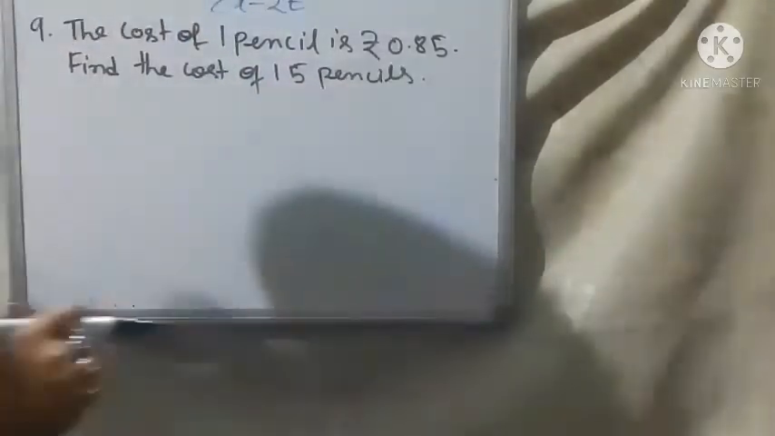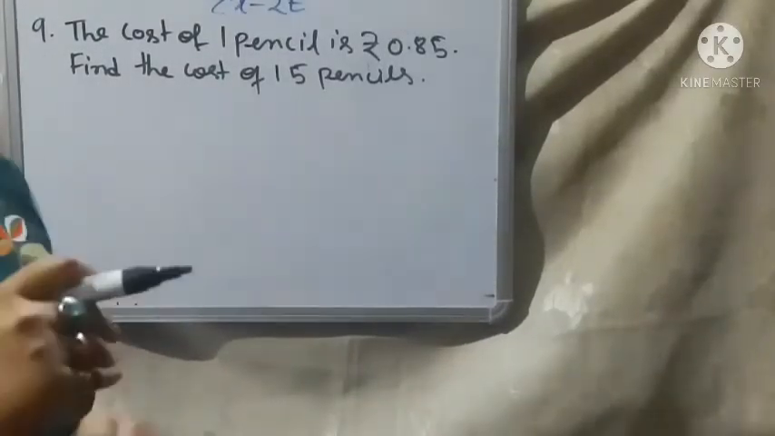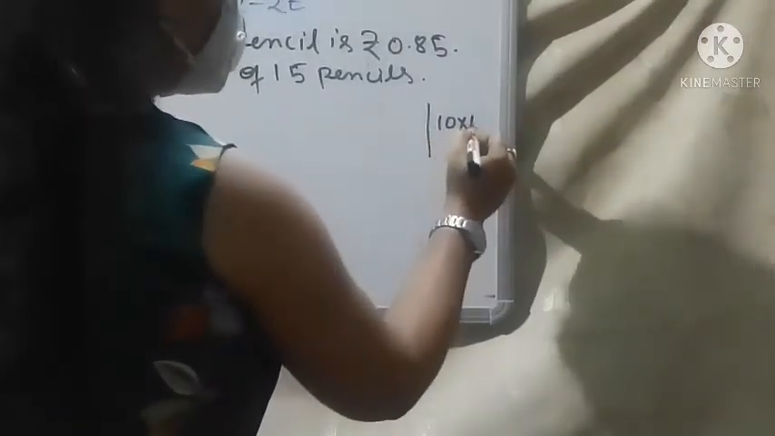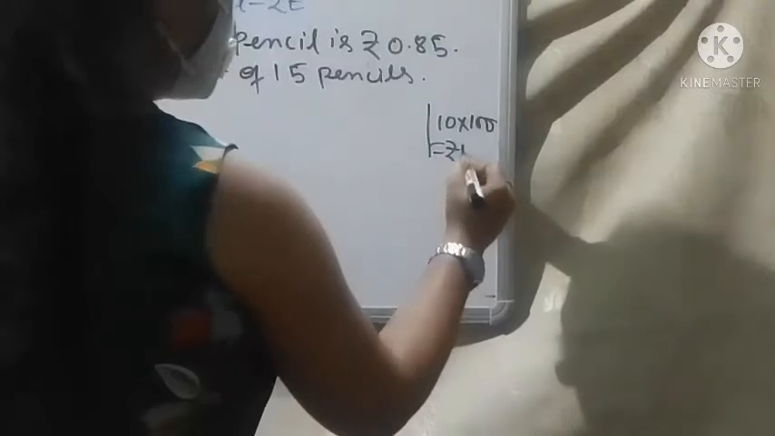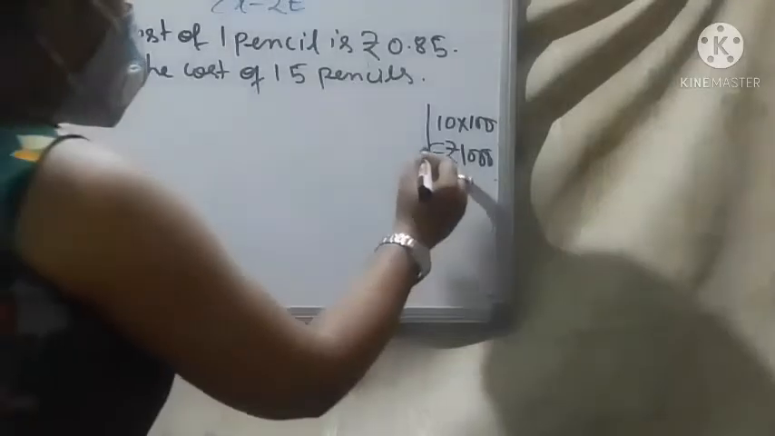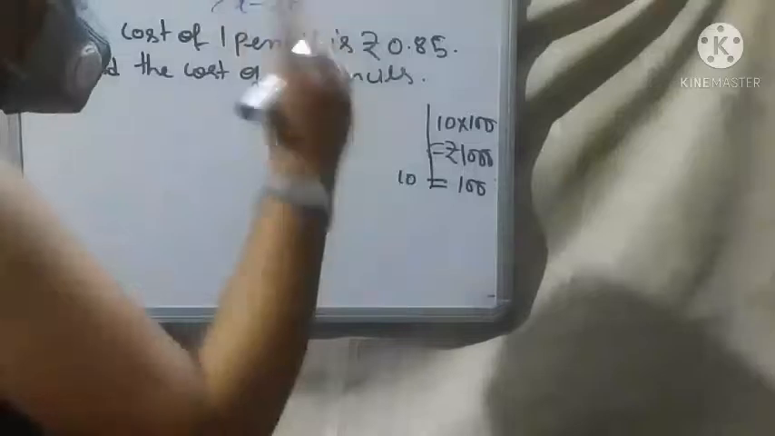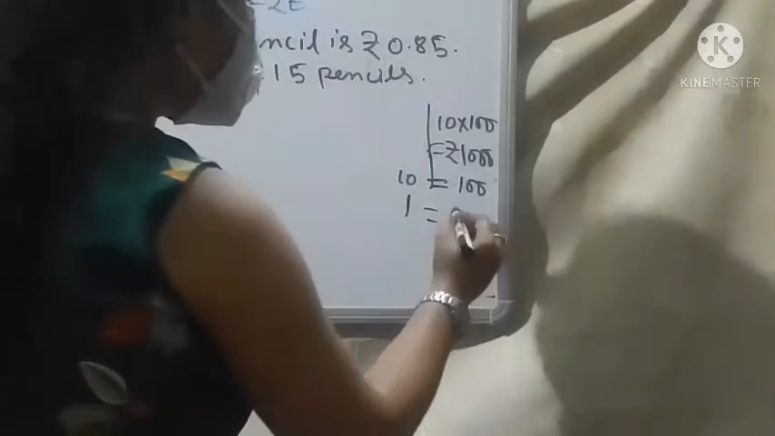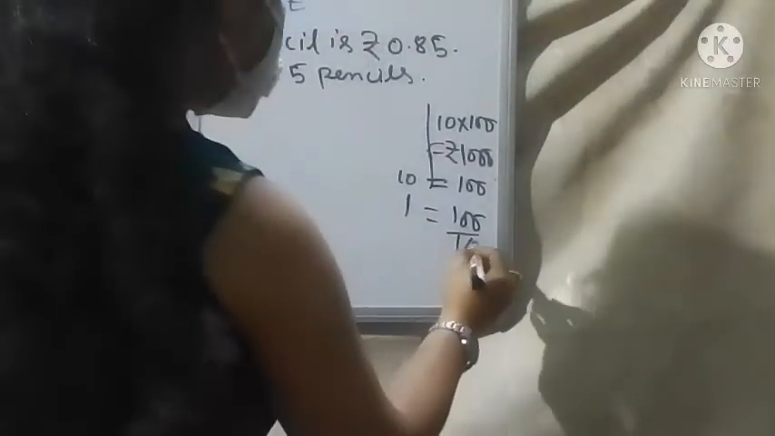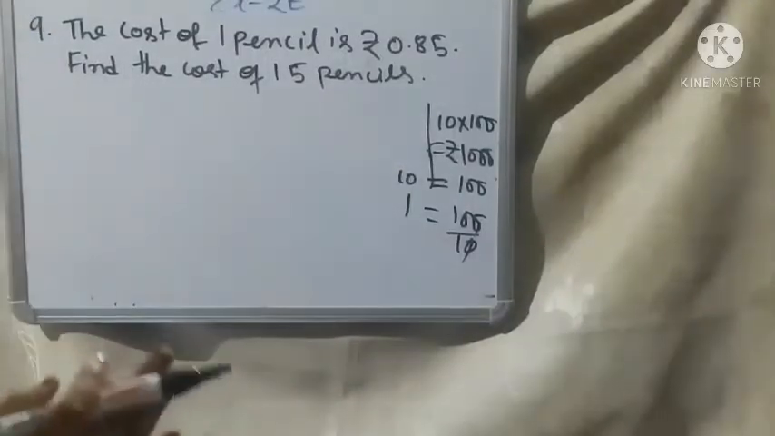So class, if I ask you, if the cost of one book is rupees 100, what will be the cost of 10 books? So your answer will be what? 10 into 100. So your answer will be rupees 1000. Okay. If I ask you, the cost of 10 books is rupees 100. What will be the cost of one book? So your answer will be what? 10. And how have you got the 10? 100 by 10.